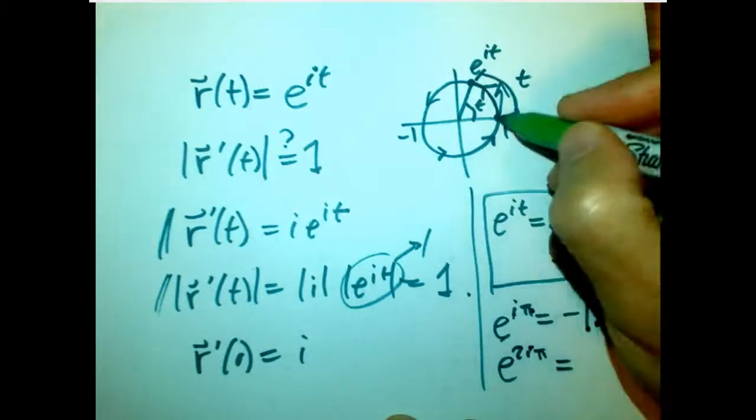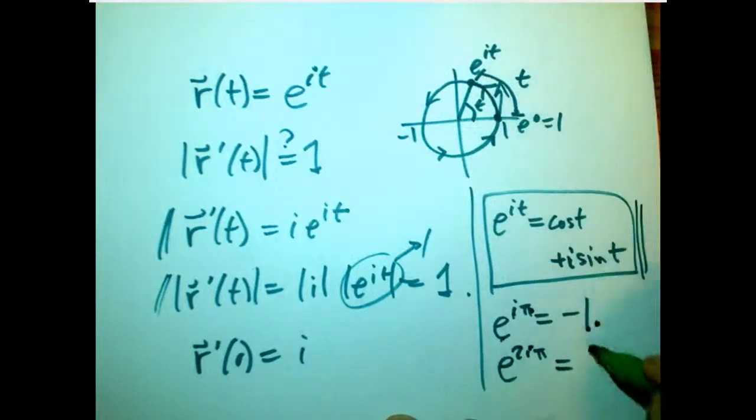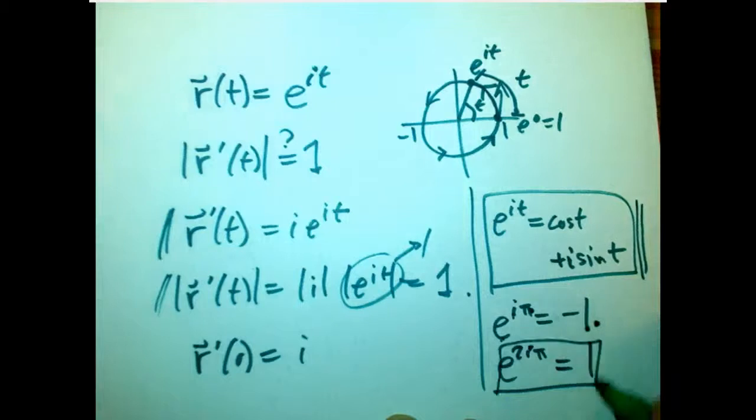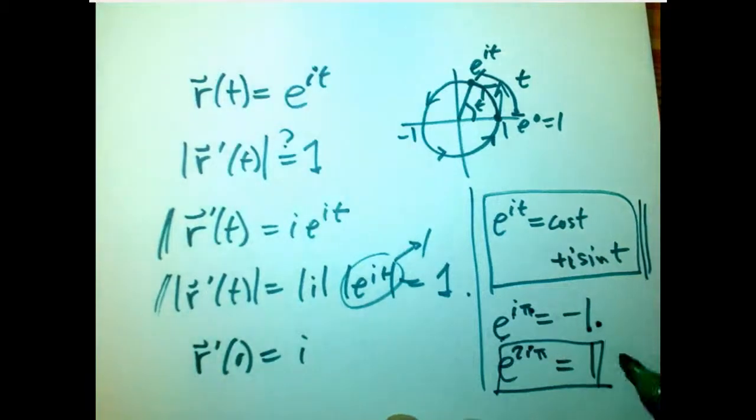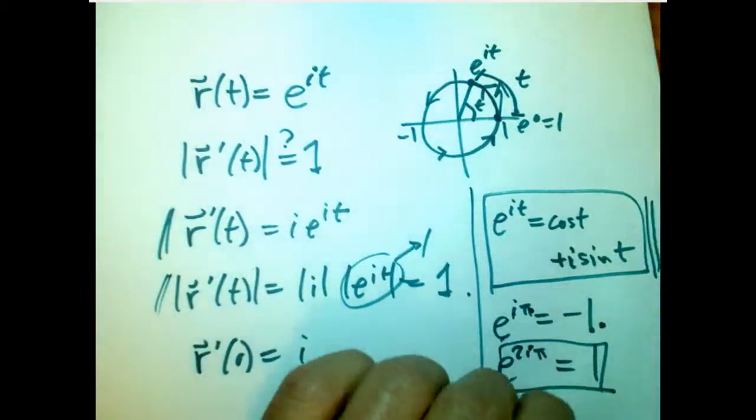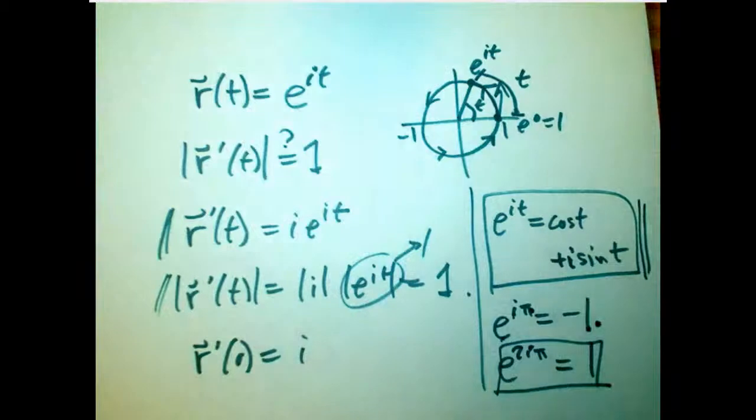e to the 2 pi i is equal to plus 1. In a way, that's more fundamental, because that's exactly getting back to exactly where you started. Okay, groovy stuff. Wow, already up to 18 minutes. I think it's probably a good place to stop. Let me see if there's anything else in problem 9. Well, let's finish out problem 9 real quick, because it's really good.